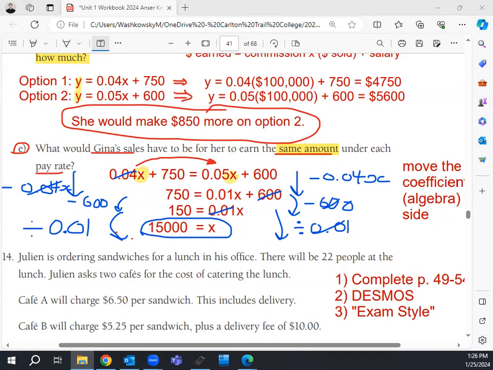Oh, that's because I'm in the wrong one. Sorry, loading it up. Here we go.